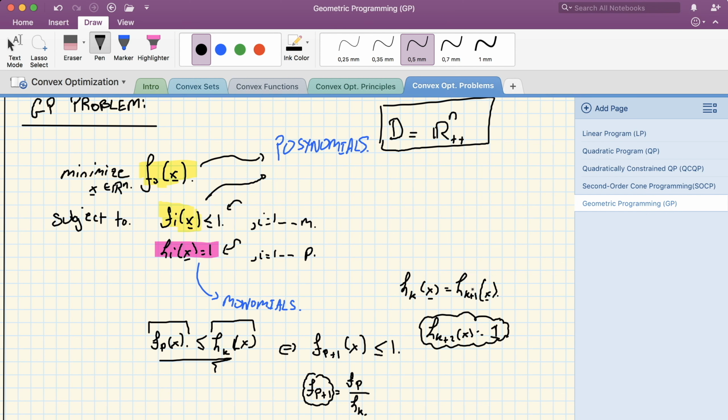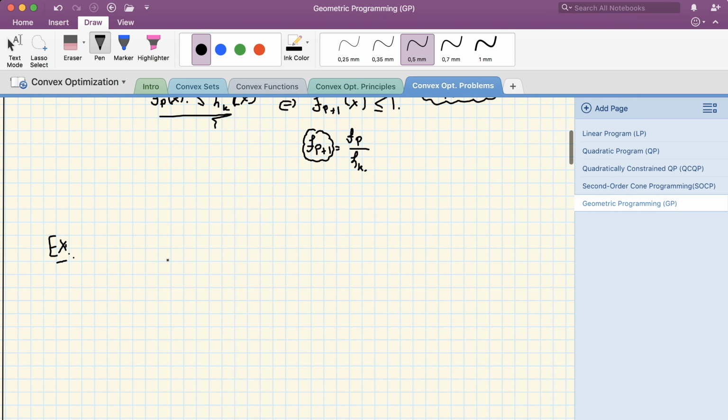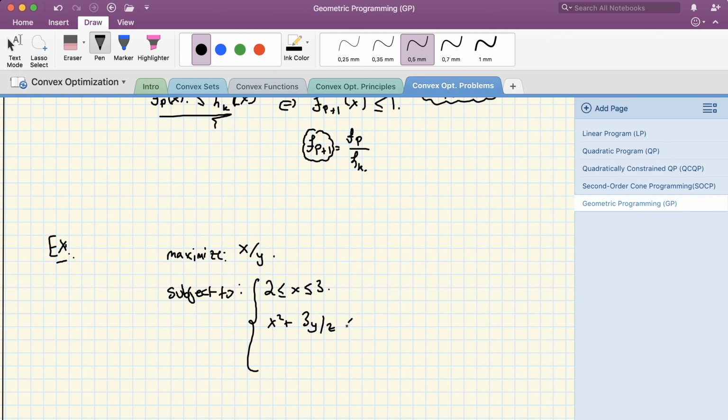So here, as you can see, we're exploiting the properties of polynomials and monomials. We're seeing different variations of a GP problem by just flipping around with the constraints. So I'm going to give you a small example. Let's say I'm maximizing x over y subject to x is between 2 and 3. This is just out of Boyd's book. Straightforward example. X squared plus 3y over z less than root y, and x over y is equal to z squared.